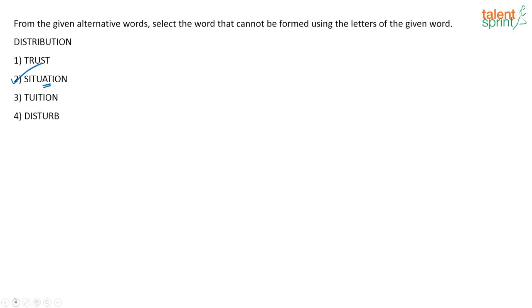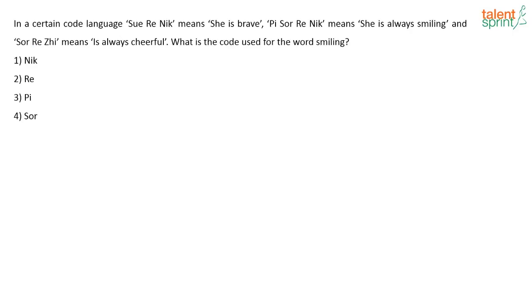From the given alternatives, select the word that cannot be formed. Yeah. Got it? Then next one. In a certain code language, Sue Ray Nick means she is brave. Then similarly, this means she is always smiling. This means is always cheerful. What is the code used for the word smiling? So what is the code used for the word smiling?